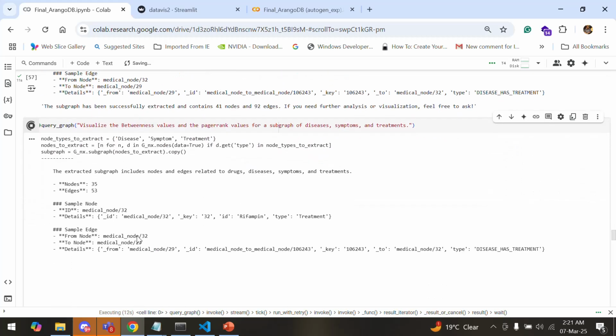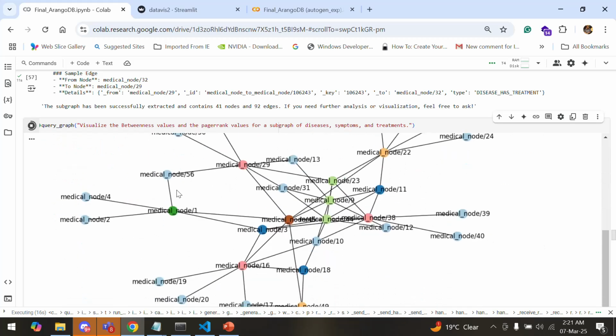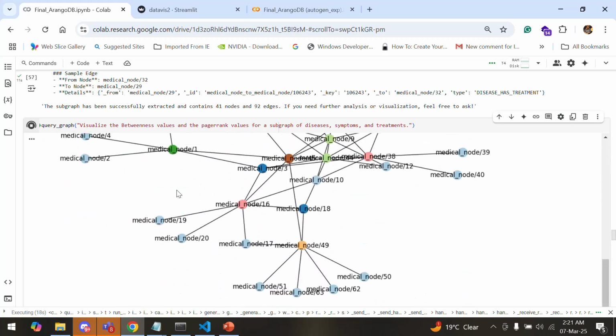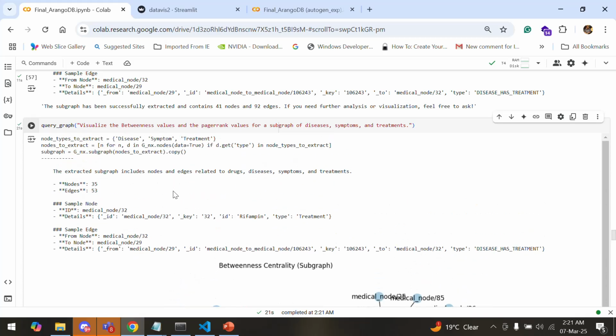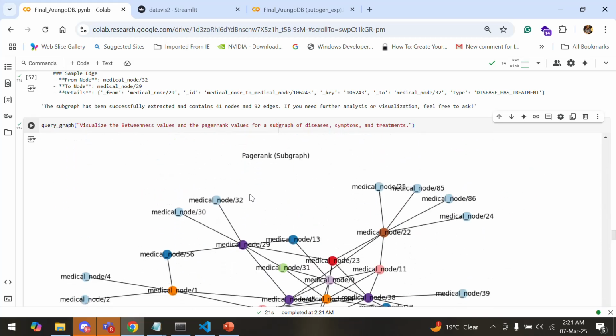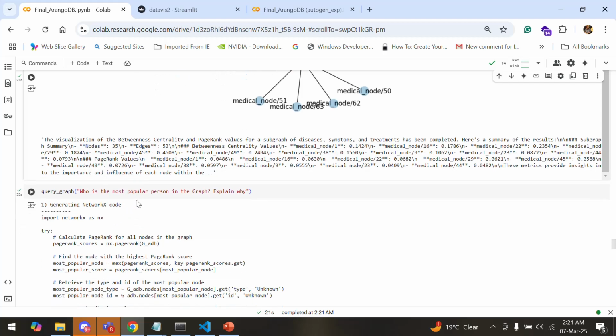It takes some time, and you will see the visualization being created for PageRank as well as the betweenness of the graph. Okay. So now we ask another question: who is the most popular person in the graph, and explain why.